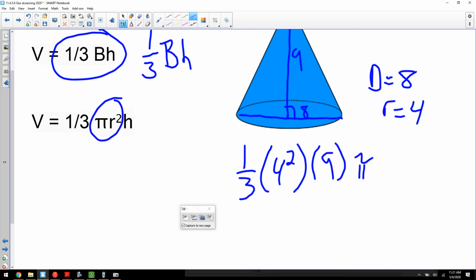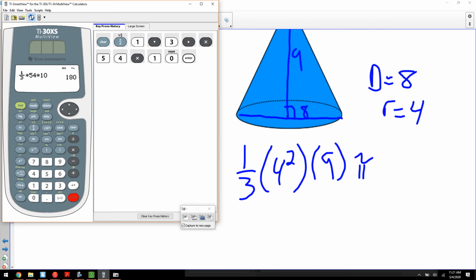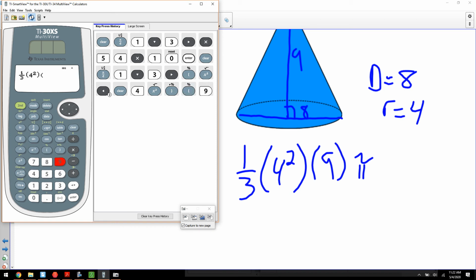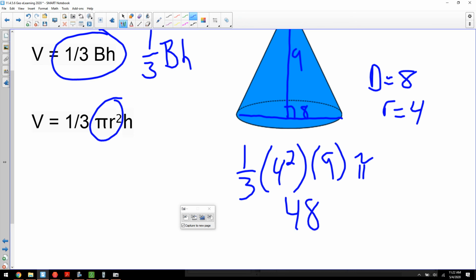Now, once again, if you're using the multi-view calculator, you can go ahead and do your fraction bar for the 1/3. And then we have parentheses 4 squared. Close the parenthesis, open up another one, put a 9 there. Hit enter. And then remember, you just put a pi next to it. If you don't have the multi-view calculator, you can do all the math here first. So you have 48, and then it's pi, and then we didn't do a unit, so we'll just use units cubed. So that's your worst case scenario.